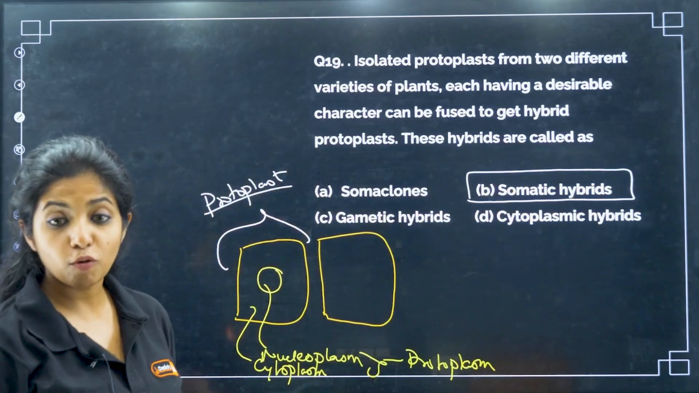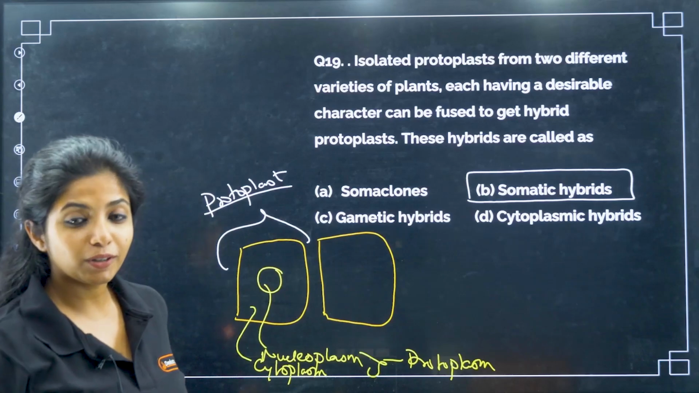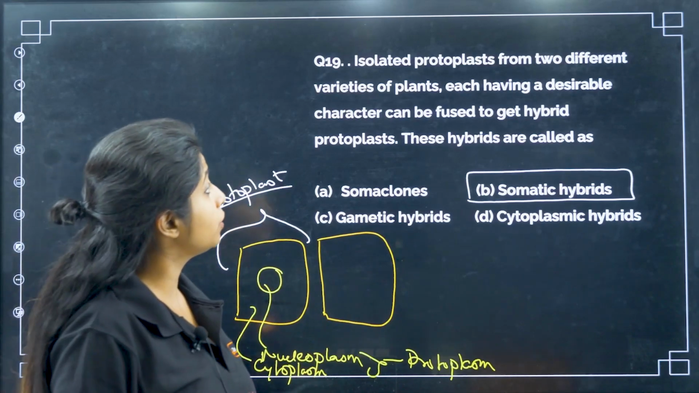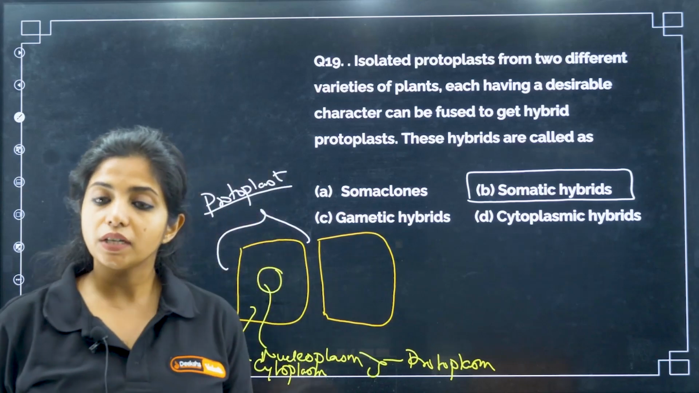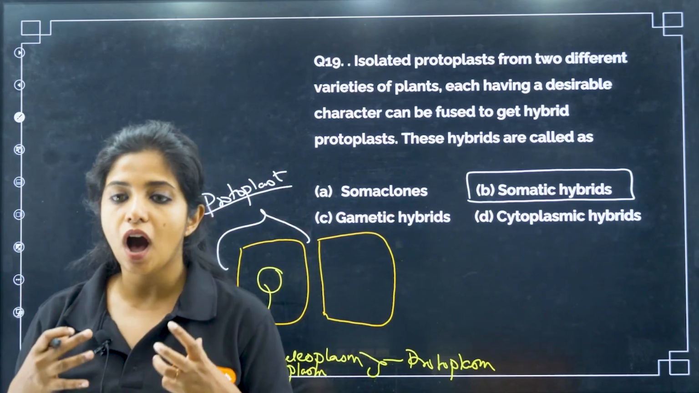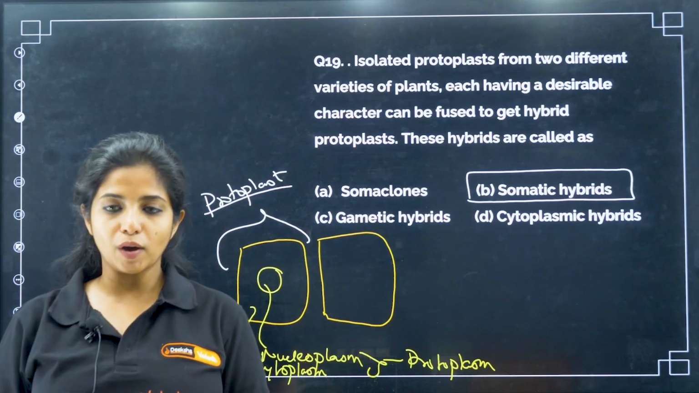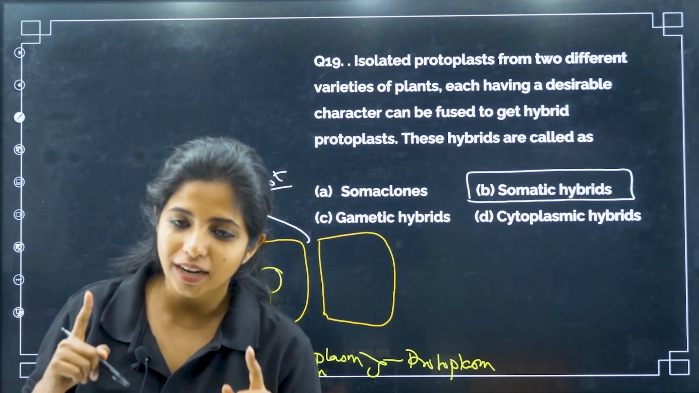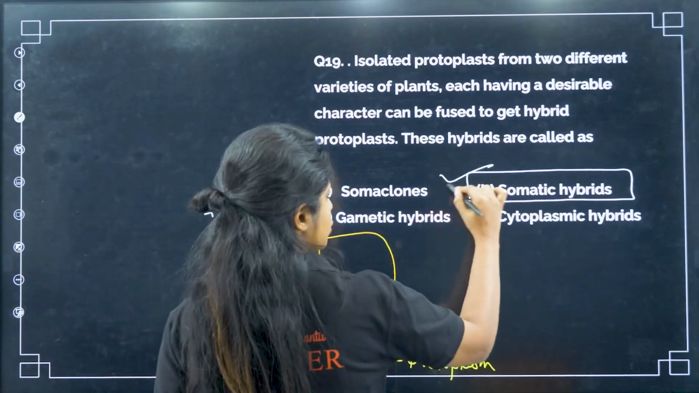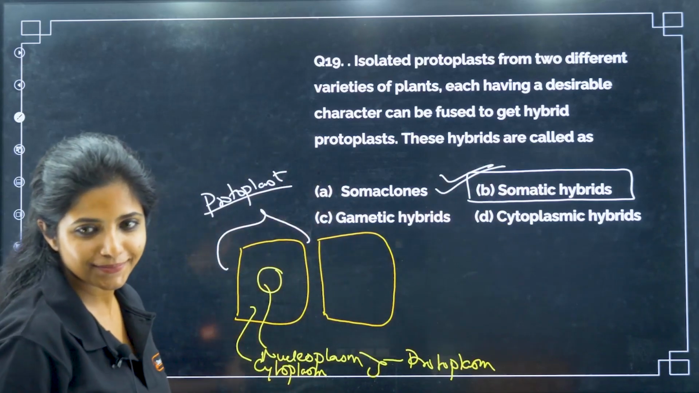Always remember, pomato. Okay, potato and tomato fusion, pomato. So isolated protoplasts from two different varieties of plants, each having a desirable character, can be fused to get a hybrid protoplast. These hybrids are called not somaclones, but somatic hybrids, not gametic hybrids, not cytoplasmic hybrids. Okay, just somatic hybrids.